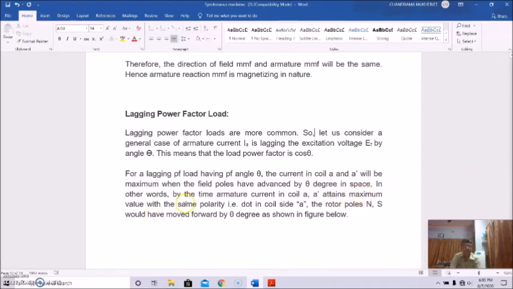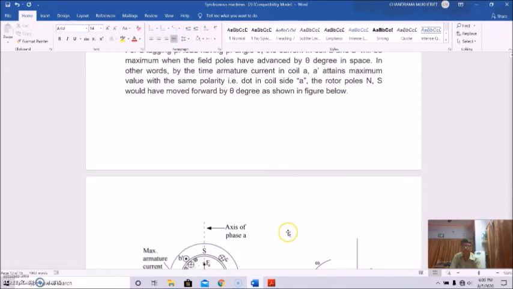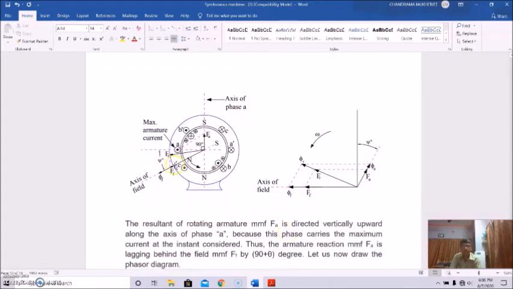In other words, by the time armature current in coil A A dash attains a maximum value with the same polarity, dot in the coil side A, rotor poles N and S would have moved forward by 90 minus theta degrees, as in this figure below. So this is actually the case. This is actually field MMF. Okay.